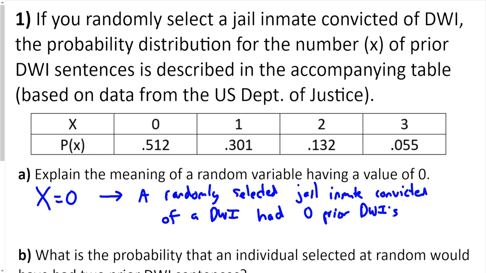And it says that happens over 50% of the time. So 50% of people convicted had 0 prior ones. It's a first-time offense. But that's what that's saying. At X is 0, the probability is 0.51. That means 0 prior DWI sentences.